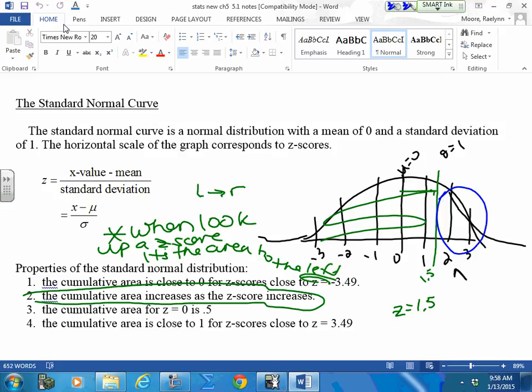Grab your table and find me the area for 1.5. I gave everybody a table. If you needed an extra table, I have them up here. So 1.5? 1.5. Look up your standard z-score of 1.5, and tell me what your area is to the left of that. Remember how to look it up on your table?